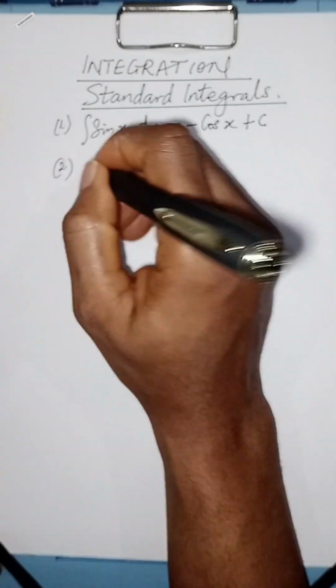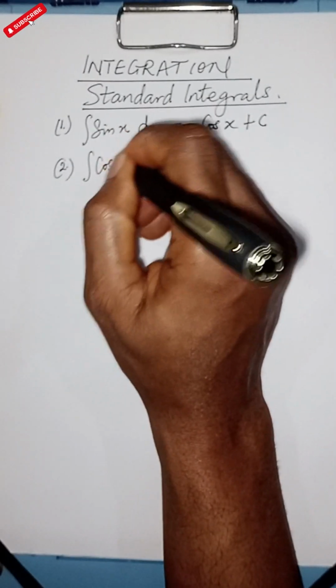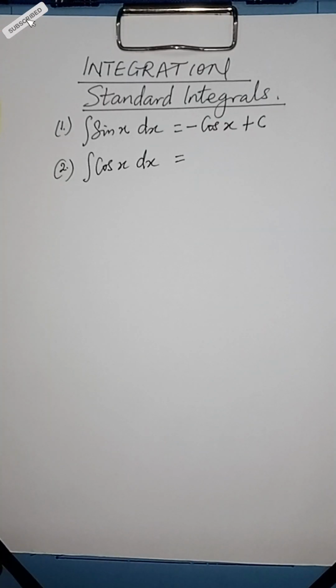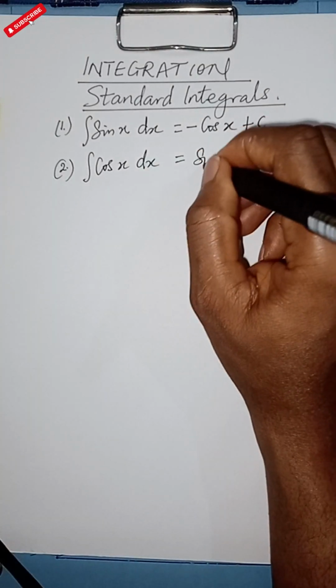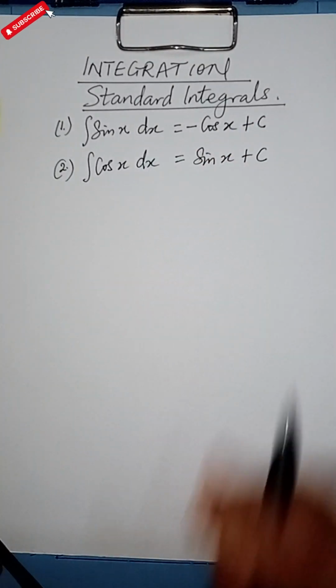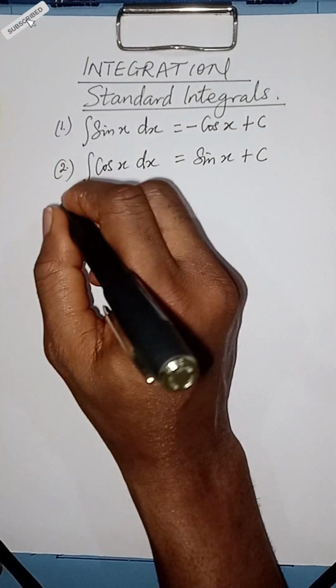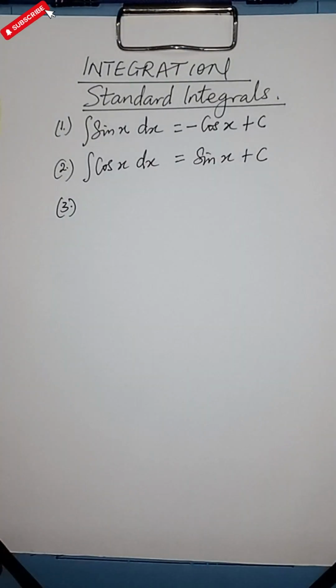Let's go to number 2. Now I have integral cos x dx. Can you remember what you have when you differentiate cos x? You're going to have minus sine x. But that's not so with integration. It's the reverse. If you integrate cos x, you're going to have sine x plus c. So you see why we say it is the reverse. Again, remember this, very easy. These are standard integrals. Don't forget them.